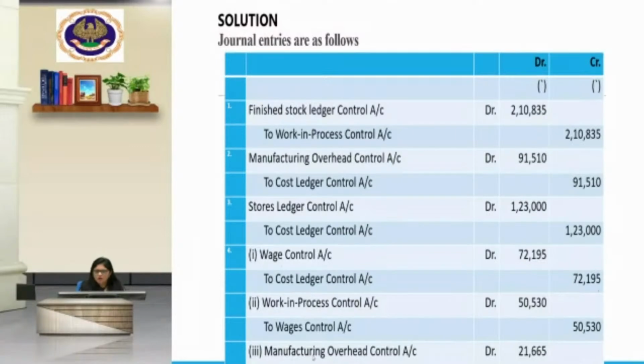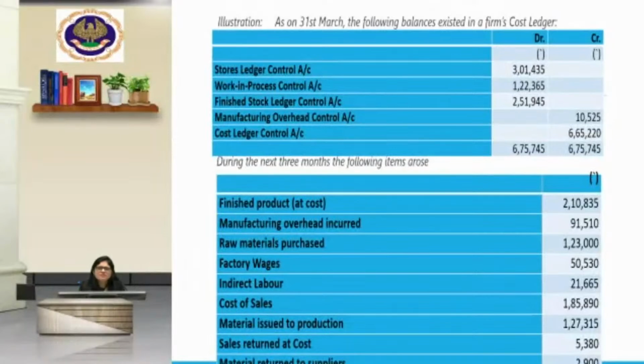All right. So this is how it is to be done. Then cost of sales. Where is cost of sales going to come? Okay, any doubt, any issues so far? Factory wages is direct wages. Assume it as direct wages because indirect wages are separately given. Clear? Both will first go to wages control, and then from wages control, direct will go to WIP and indirect will go to manufacturing overhead. All right.